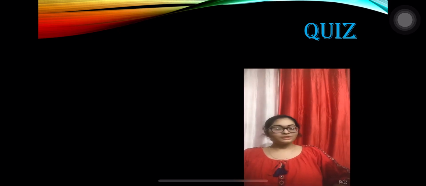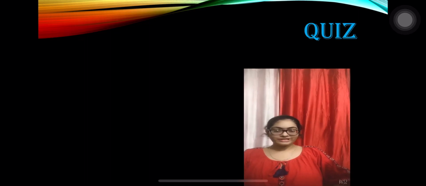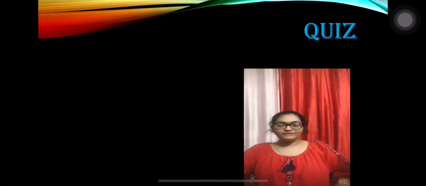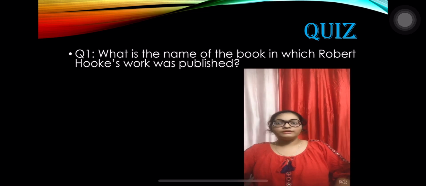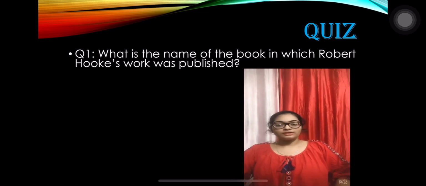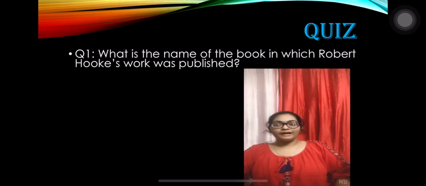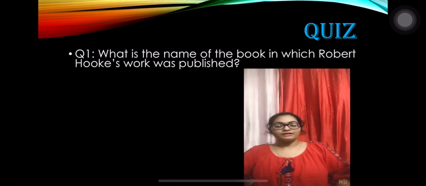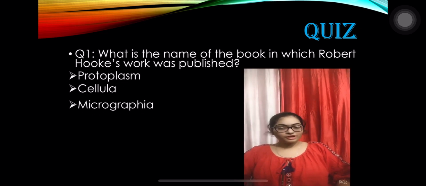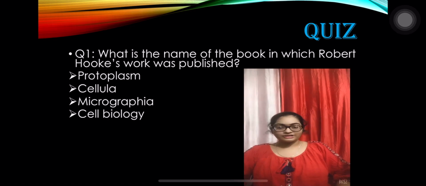Now it's quiz time. So get ready, children, for the quiz. Here's the first question on your screens. What is the name of the book in which Robert Hooke's work was published? I emphasized on it. If you recall, you will get the answer. The first option is protoplasm. The second option is cellular. The third option is micrographia. And the fourth option is cell biology.